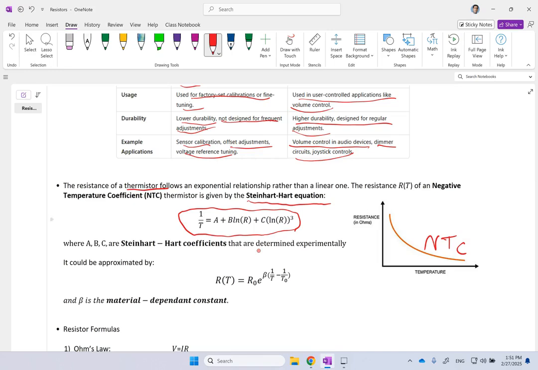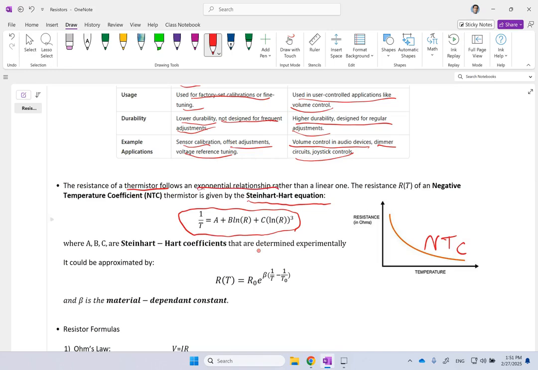So if you want to find R as a function of T, it's not possible. Okay? Because first of all, this is a cubic one, and you cannot directly solve it, and then that's natural log of R, not R, so you have to take the exponential. So in general, it's an exponential relation, as you can see.